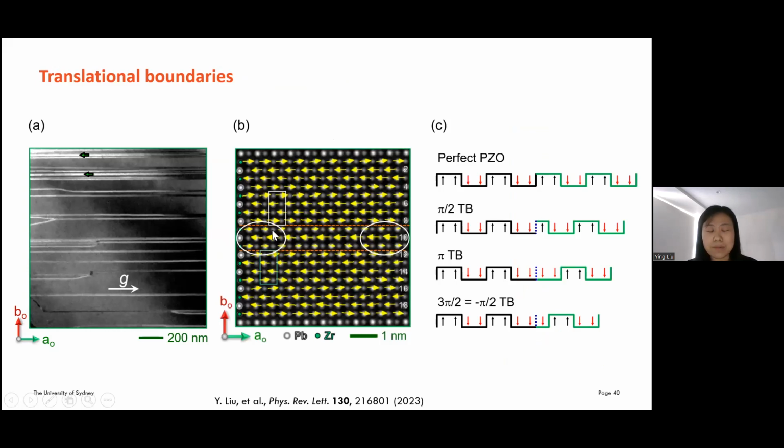So what's a translational boundary? It is when one side of the crystal and the other side of the crystal have a phase difference; then there is a phase translational boundary. For example, this one is a perfect PZO, and if we move the other side of the PZO to the left by 1/4 of the unit cell, then it forms a half pi translational boundary. If we move half the unit cell, it is a pi translational boundary, and this one is a 3 half pi translational boundary.